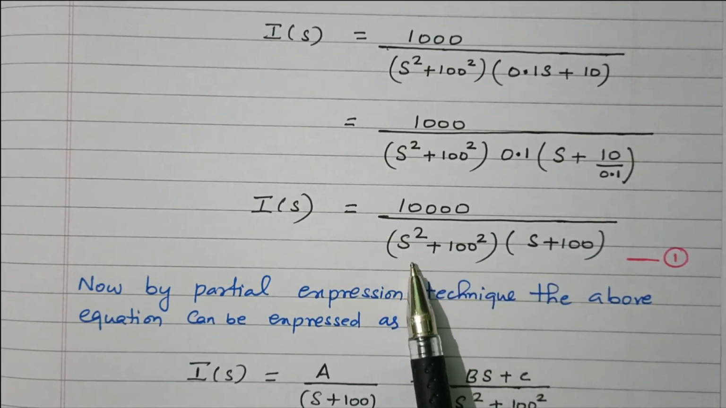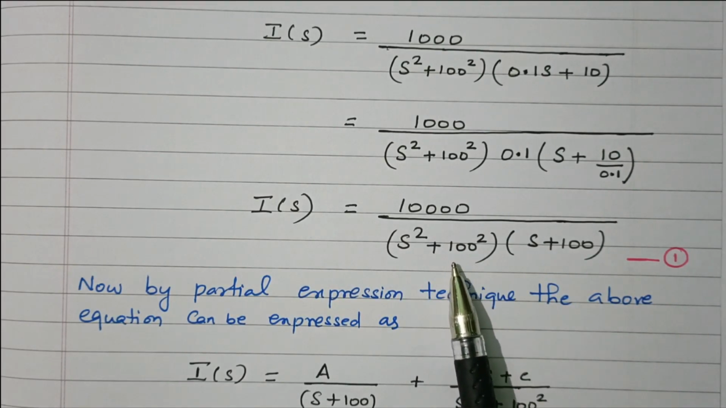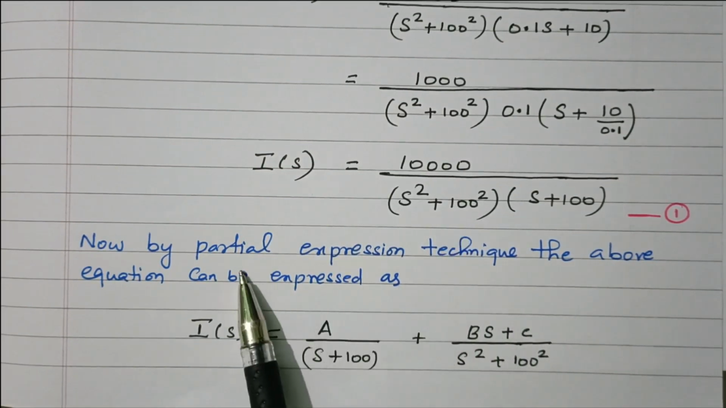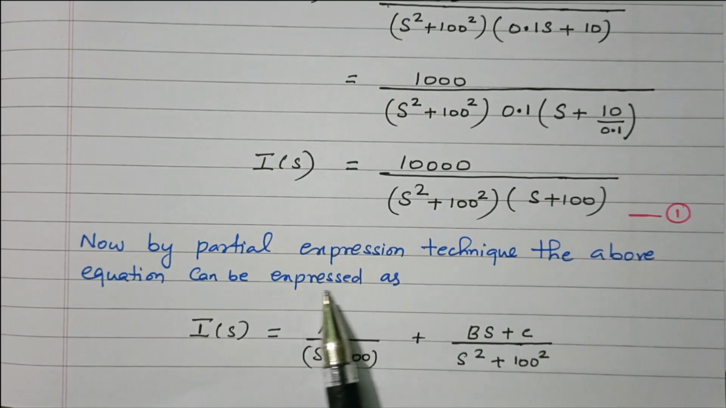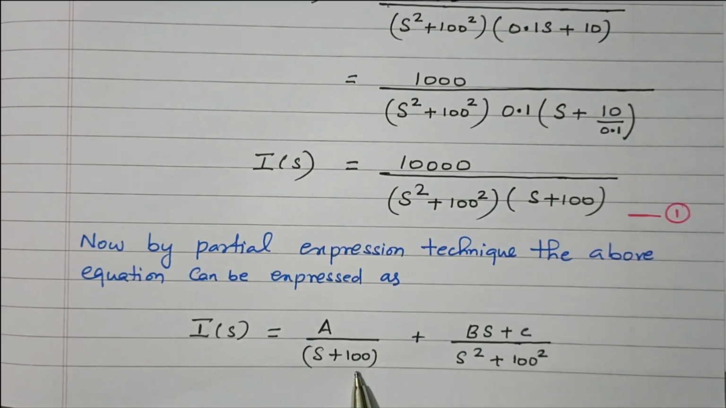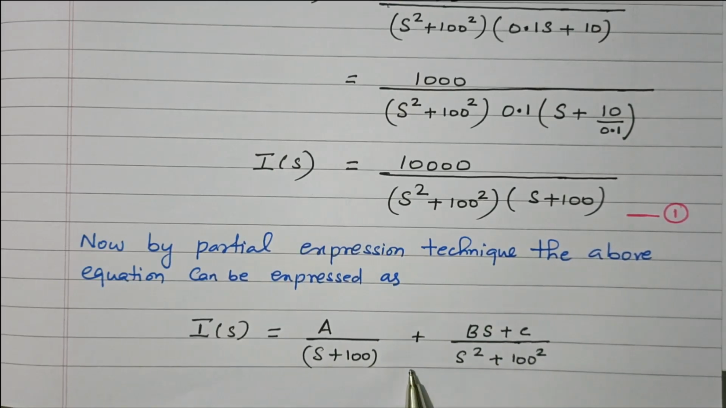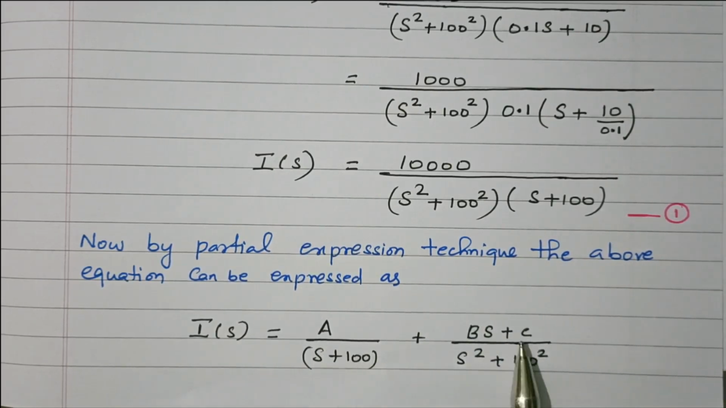Right. Now we need to take the inverse Laplace, but we need to convert into standard form. Then only we can take the inverse Laplace. So this term is written using the partial fraction technique. The above expression can be written as a divided by s plus 100 plus (bs plus c) divided by s square plus 100 square. Here only s is there, so only one constant a. Here s square is there, so two constants, bs plus c. So this equation 1, by using partial fraction technique, is written like that. We can easily take the inverse Laplace, but we need to find the values of a, b and c.